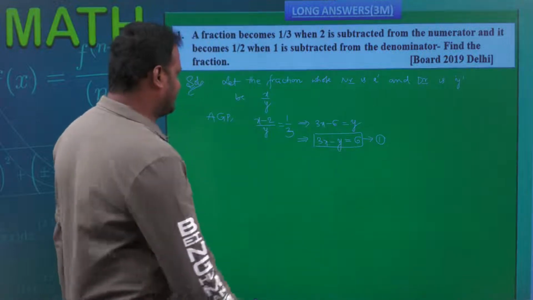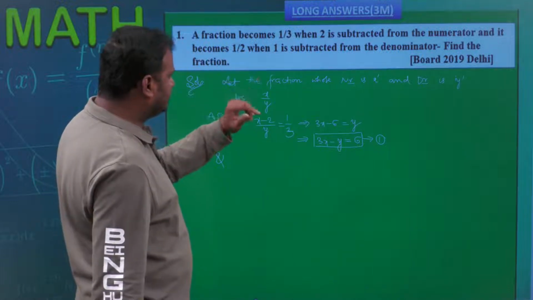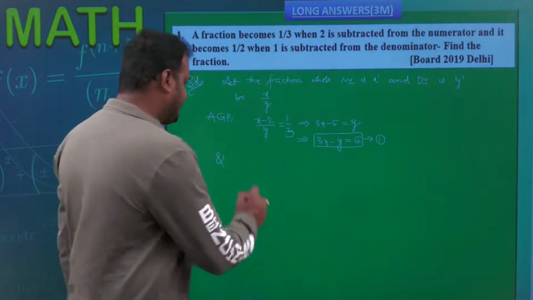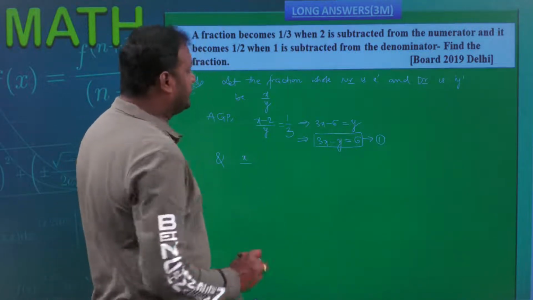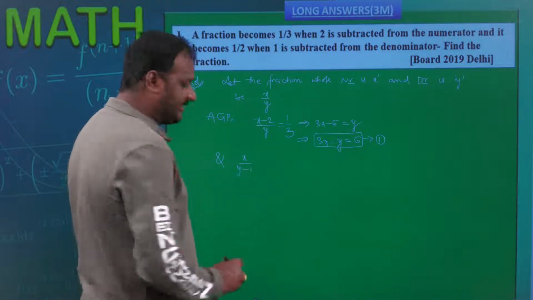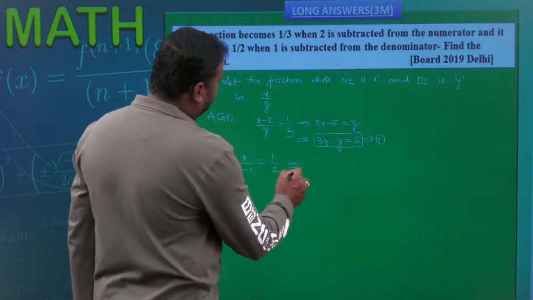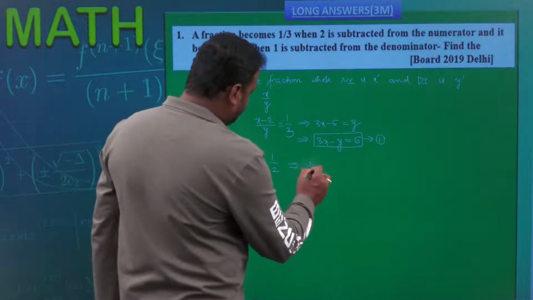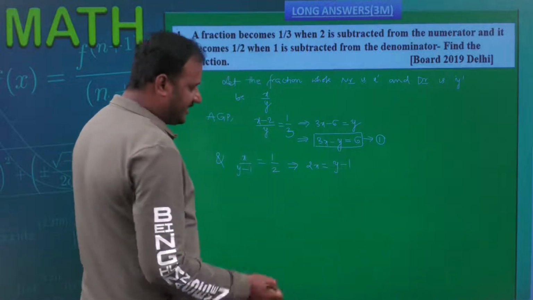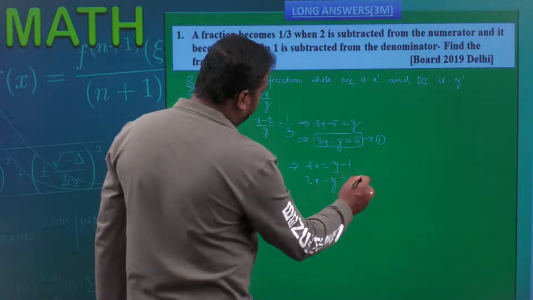Coming to the second information: the fraction also becomes 1 by 2 when 1 is subtracted from the denominator. Now there is no change in the numerator. The numerator is x, but 1 is subtracted from the denominator y. Then the fraction becomes 1 divided by 2. When you simplify, x into 2 is 2x, which equals y minus 1 into 1, that is y minus 1. In the standard form, 2x minus y is equal to minus 1.